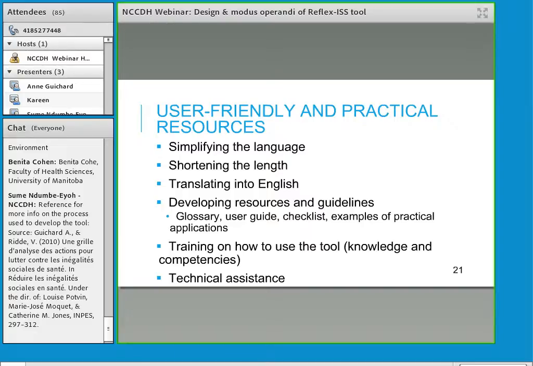Terms or concepts that were found to be too theoretical or academic were perceived as a barrier. Given the prevalence of bilingual settings, it was important for the participants that an English version be available.